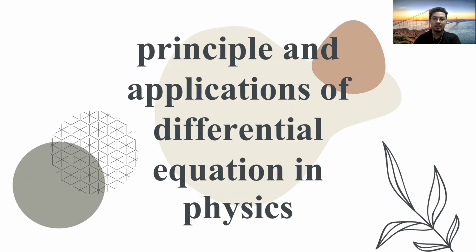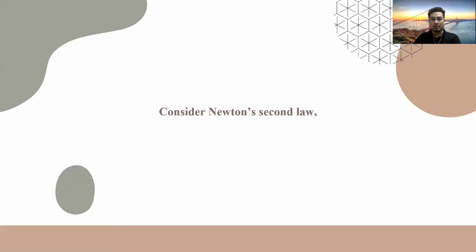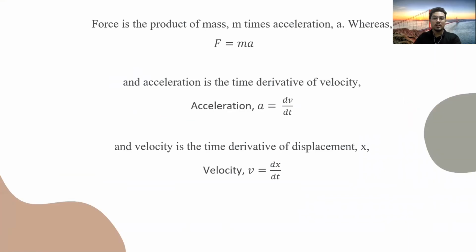My name is Muhammad Iman bin Ahmad, matrix number 205901, and I will be explaining the principle and application of differential equations in physics. So, considering Newton's second law in physics, force is the product of mass, m, times acceleration. So F equals ma, whereas acceleration is the time derivative of velocity. So acceleration a equals the derivative of velocity over time, and the velocity is the time derivative of displacement, denoted as x. Velocity v equals the derivative of x over time.